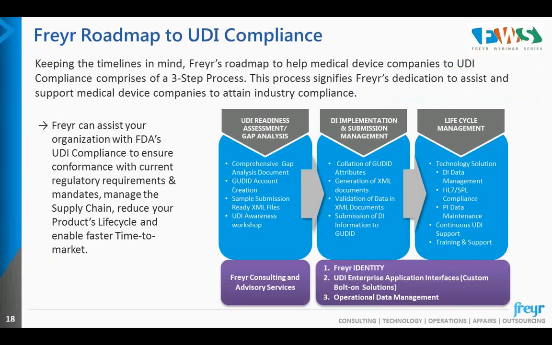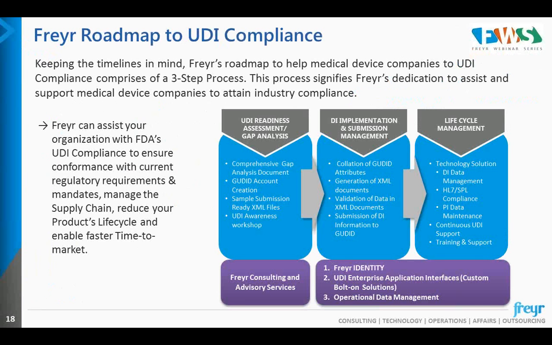Once we do a gap assessment, we then move into the right strategy for an implementation approach. And the implementation again could be a technology-based solution. And the technology could be either a commercial off-the-shelf solution, which Freyr has its own. It's called Freyr Identity. Or it could be an enhancement to the existing platform that might be available, like PLM tools or ERP solutions. And once we identify the implementation plan, we then go in for the actual implementation of submitting to the GUDID, either automated or manual or a combination of two.